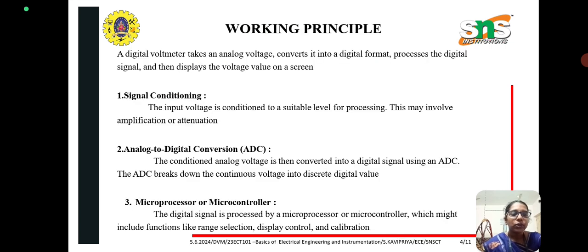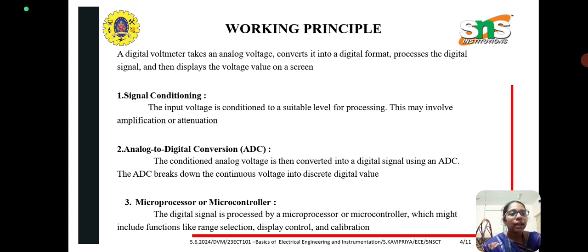Next we're going to see the working principle of a digital voltmeter. A digital voltmeter takes an analog voltage, converts it into a digital format, processes the digital signal and then displays the voltage value on the screen. It consists of a signal conditioning unit. The input voltage is conditioned to a suitable value for processing in the signal conditioning unit. This may involve amplification or attenuation.